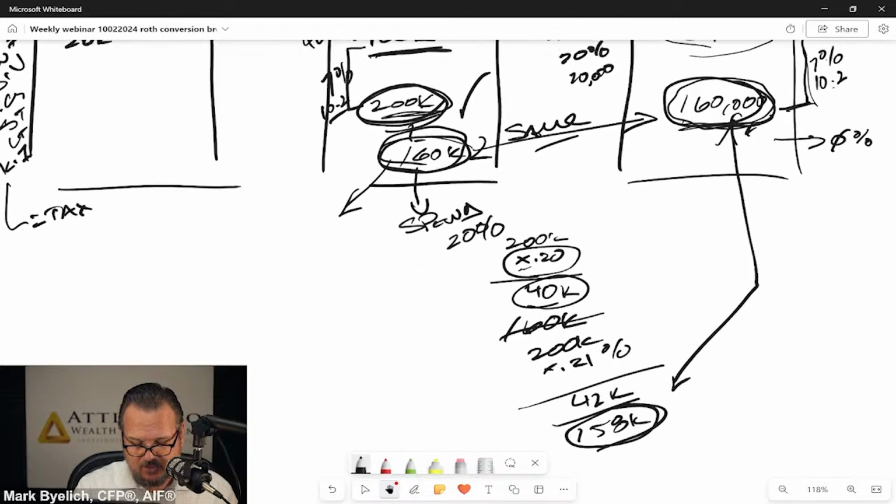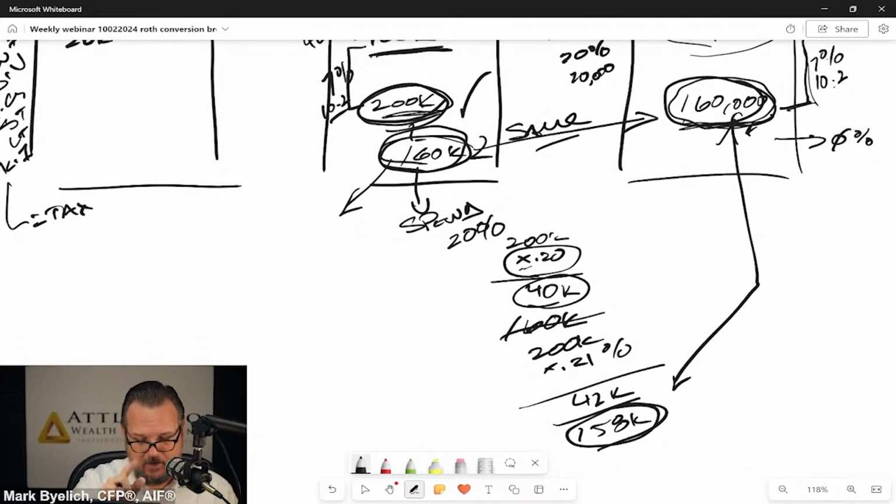So if you think taxes are going to be at least 1% higher, you gain ground by putting it into the Roth. If you think they're going to be lower, then it probably doesn't make sense to do a Roth conversion. If you think they're going to be the same, you might want to do it anyway because you're eliminating the risk of future taxes.